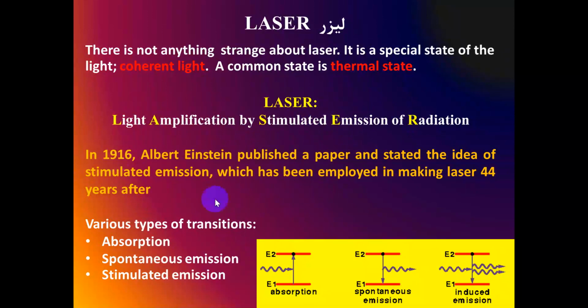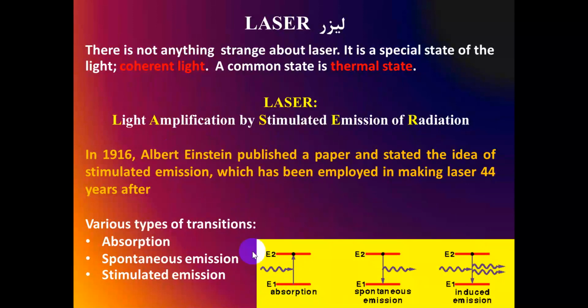In 1916, Albert Einstein published a paper and stated the idea of stimulated emission. Stimulated emission was introduced for the first time by Albert Einstein, and it was employed 44 years later to develop the first laser by Maiman. Generally, we know that there are three main types of transitions: absorption, spontaneous emission, and stimulated emission, the last of which was introduced by Albert Einstein.